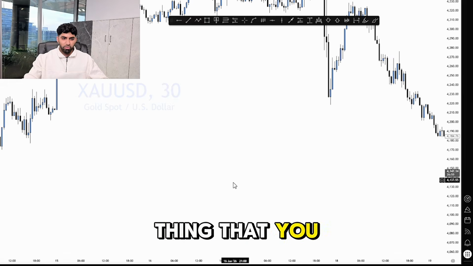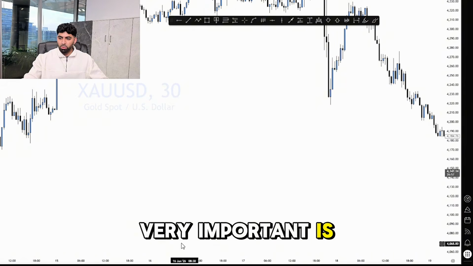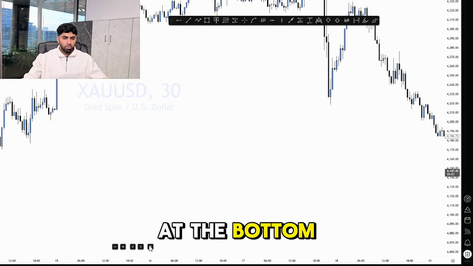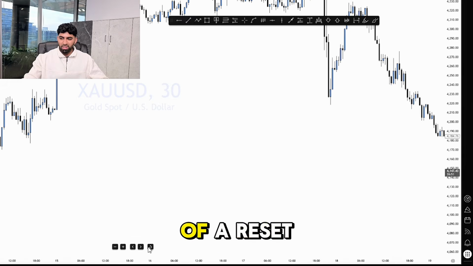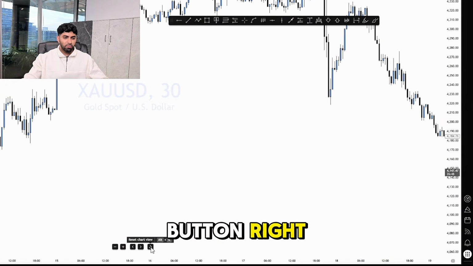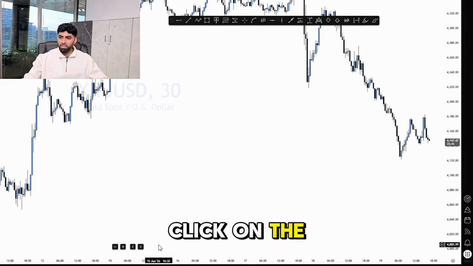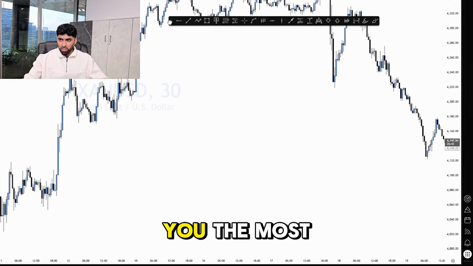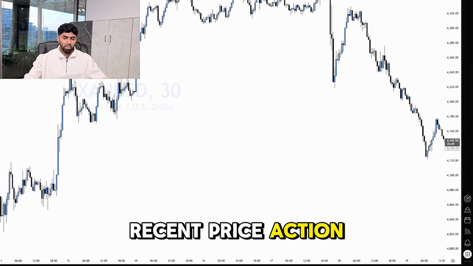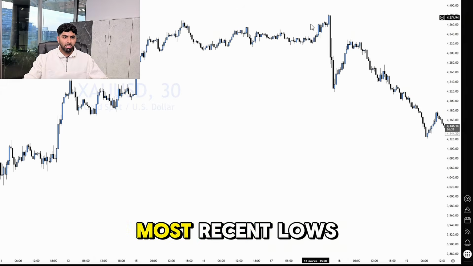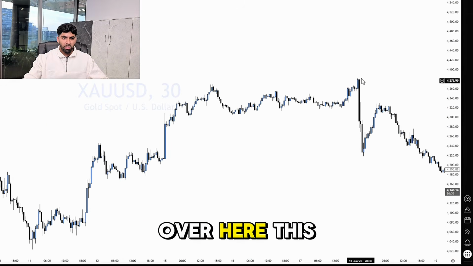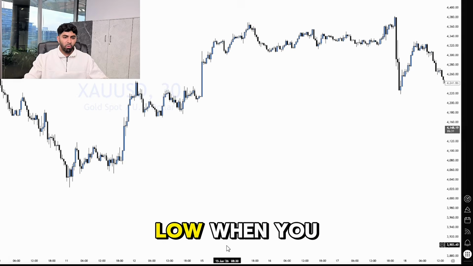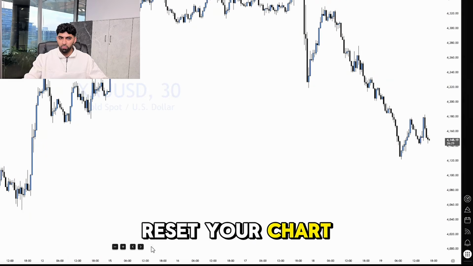And the one thing that you have to do, which is very, very important, is scroll all the way down onto your TradingView, and you'll see at the bottom over here in the middle of your screen there's a bit of a reset button, right? The first thing you do is click on the reset on your chart view, and this is going to show you the most recent price action, right? The most recent highs and the most recent lows. So you can see over here, this is your most recent high, and this is your most recent low when you reset your chart view.